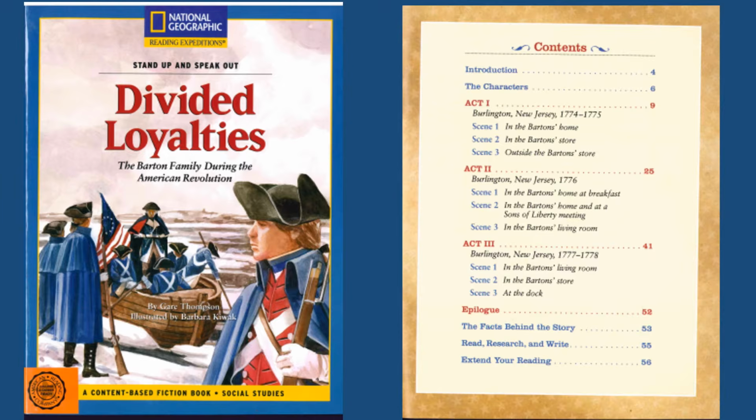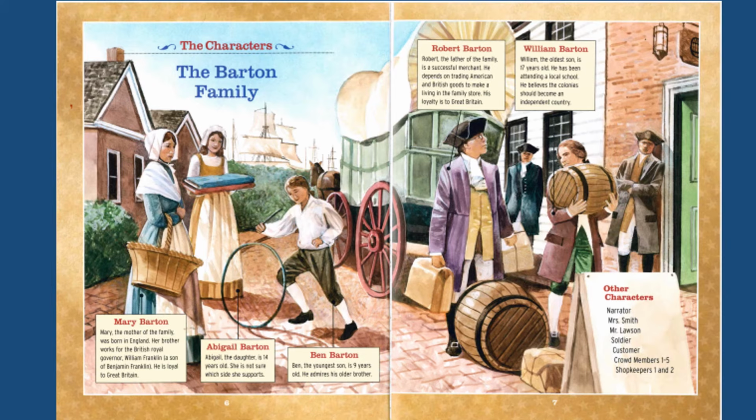Divided Loyalties: The Barton Family During the American Revolution, by Gare Thompson, illustrated by Barbara Kawak. Today we'll be reading Act 2, Scenes 1, 2, and 3. The Barton family: Mary Barton, the mother; Abigail Barton, the daughter; Ben Barton, the youngest son; Robert Barton, the father; William Barton, the oldest son; and other characters: narrator, Mrs. Smith, Mr. Lawson, soldier, customer, crowd members 1 through 5, shopkeepers 1 and 2.